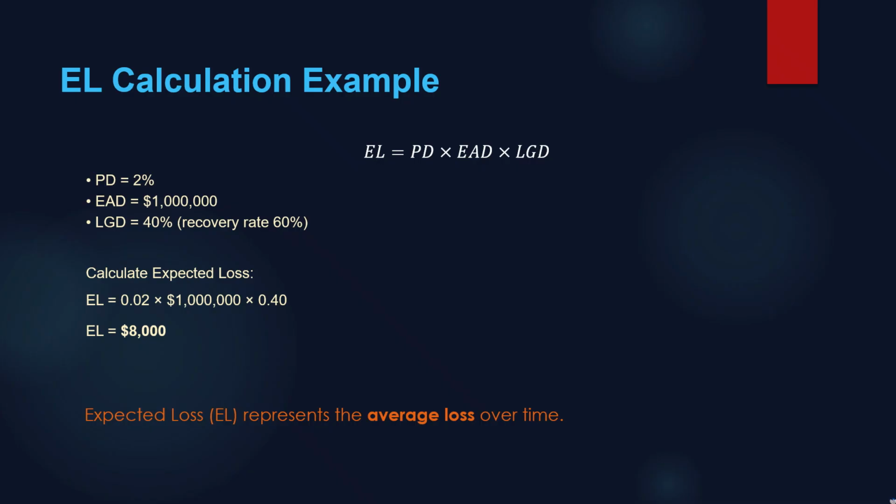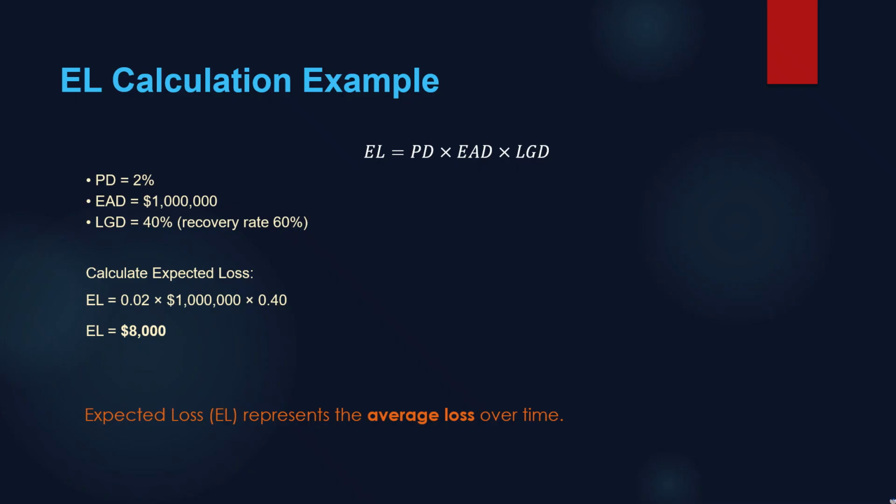What does it mean? On this 1 million loan, we expect to lose 8,000 on average. Notice that is a small percentage, less than 1%, but it is not zero. Here is how this works in practice. If you make 100 identical loans like this, you expect about 2 loans to default. That is the 2% PD. On those 2 loans totaling 2 million in exposure, you will lose 40% of that, which is $800,000. Spread across all 100 loans, that is 8,000 per loan on average.